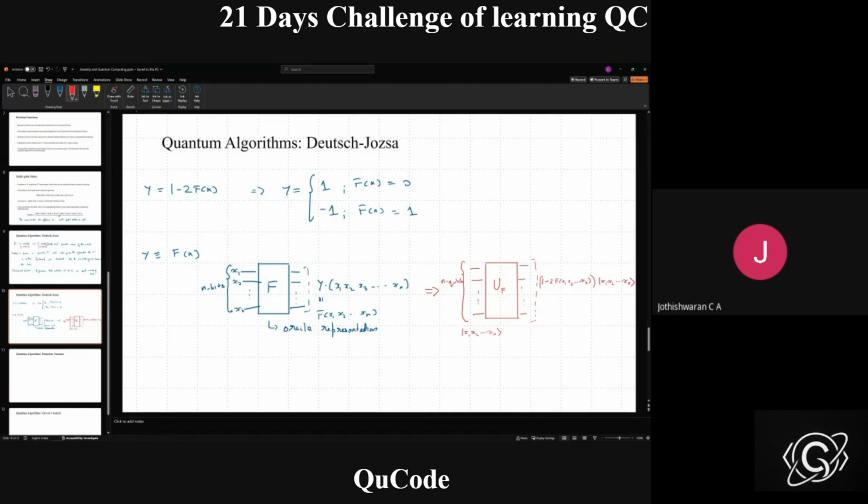Now remember, this is a quantum oracle. Now a quantum oracle is ultimately a quantum gate. And since this is a quantum gate, this is linear. Essentially, the next part that I'm going to write is the only thing that all of us need to understand.